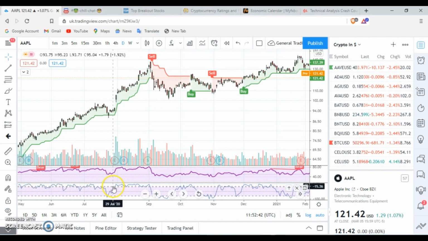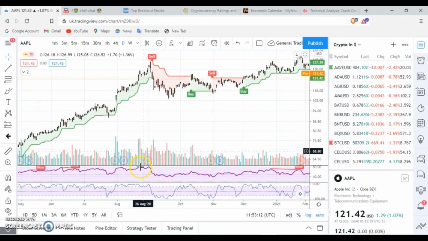Williams percentage works a little bit differently. It is overbought at this line here, which is your minus 20, and it is oversold at this line here, which is your minus 80. So even though the RSI is only at like 48, your Williams is already at minus 92 or 93, which is super oversold. If you combine that together with your RSI, it's quite safe to say you can go for a long position right here and go long more.